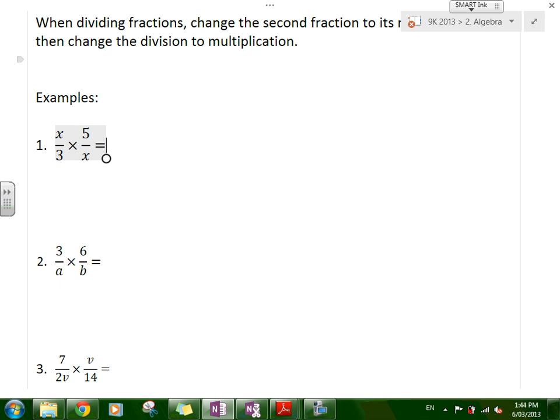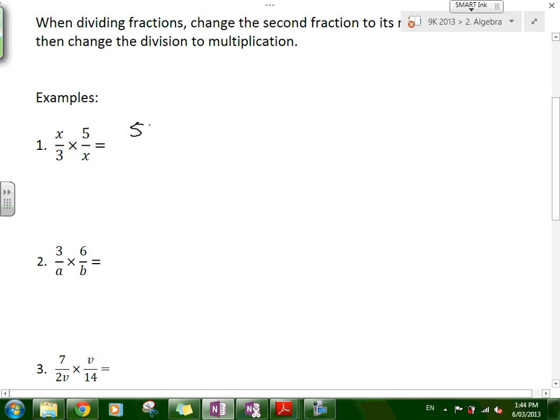So we've got x over 3 times 5 over x. What do I get when I multiply the numerators together? 5x. 5 times x is 5x. I'll do one extra step. What's the denominators multiplied together here? 3x. So I'll do 3 times x. So that equals 5x over 3x.